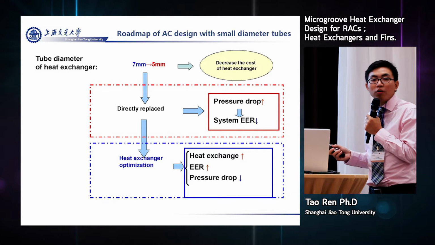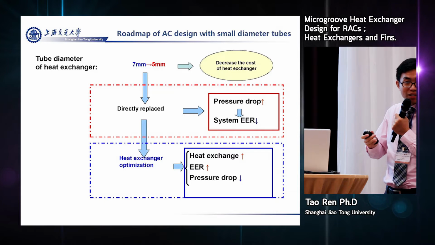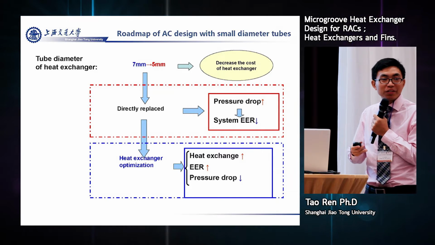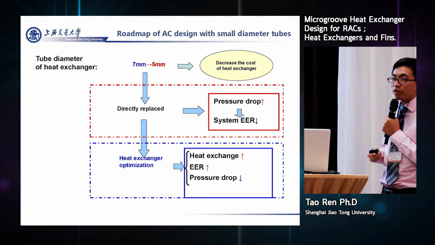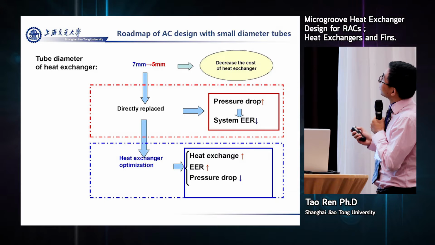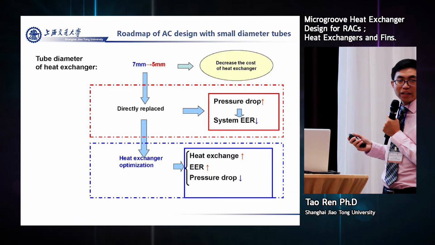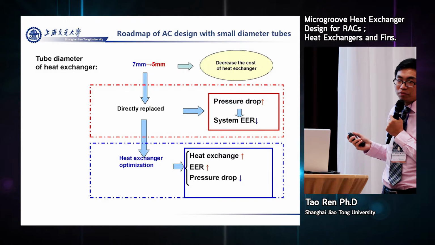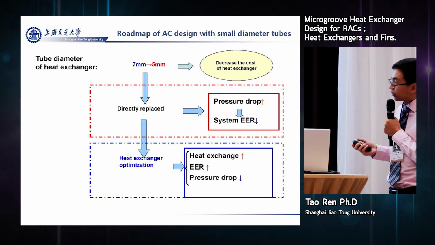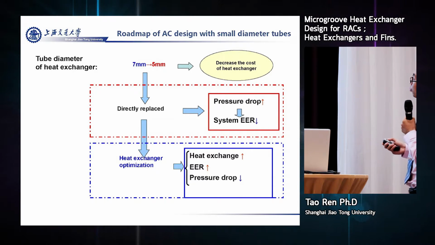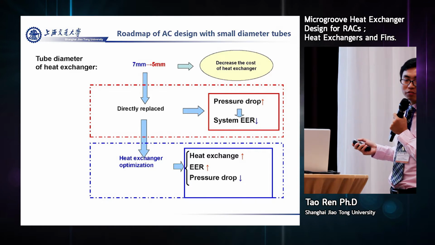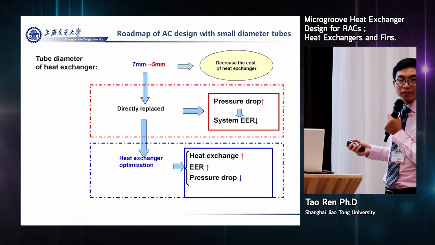system EER will go down. In some cases, for the outdoor unit, we can directly replace it, and nothing will happen, especially for the cooling only unit. And if we go to the heat pump or the indoor unit, the pressure drop goes much higher than the 7 millimeter, and the EER will go down. So in this case, how to deal with it? We optimize the heat exchanger. We want to make a compromise of the pressure drop and the capacity.